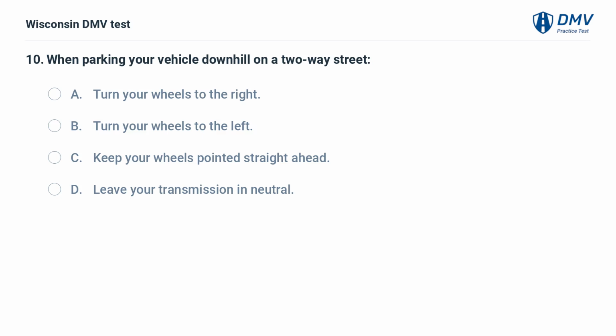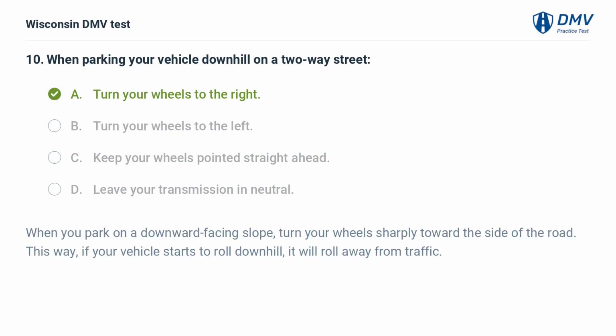When parking your vehicle downhill on a two-way street. A. Turn your wheels to the right. B. Turn your wheels to the left. C. Keep your wheels pointed straight ahead. D. Leave your transmission in neutral. A. Turn your wheels to the right. When you park on a downward-facing slope, turn your wheels sharply toward the side of the road. This way, if your vehicle starts to roll downhill, it will roll away from traffic.